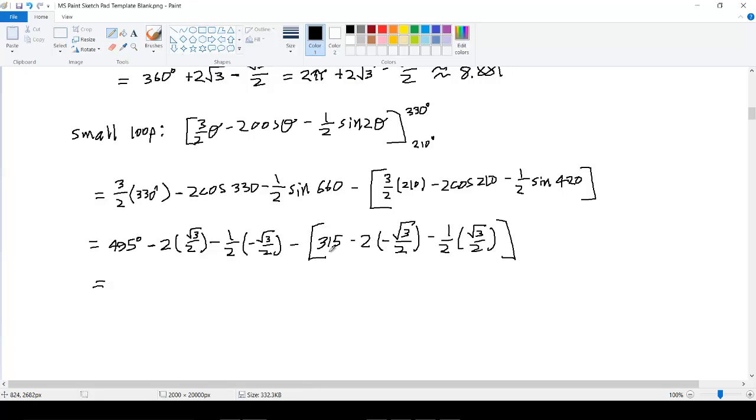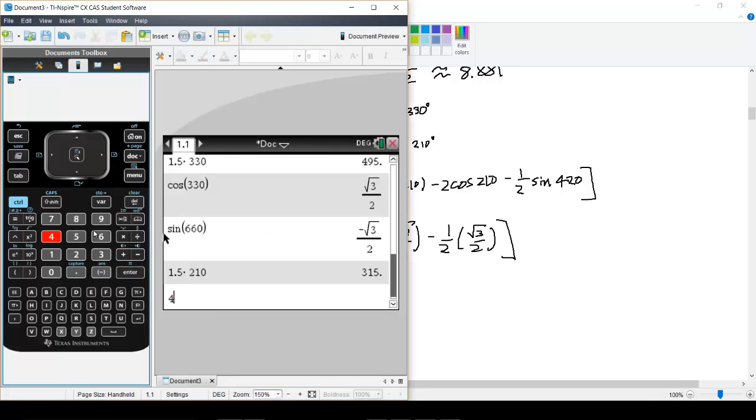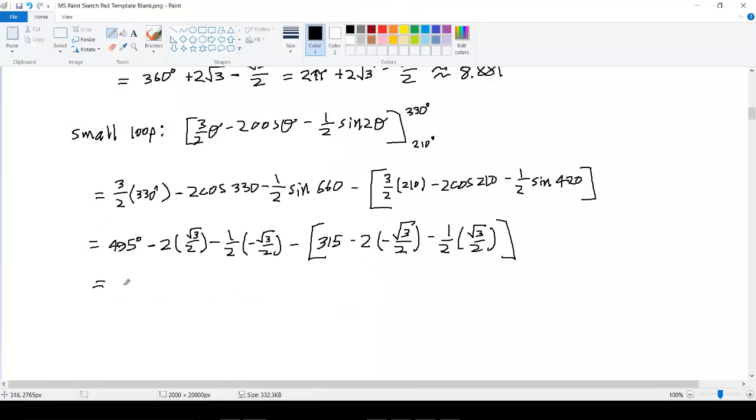Alright, so 495 minus 315. I guess I'll just work that out. 495 minus 180, so 180 degrees. That's going to work. That's going to be nice. Minus root 3. This one will be plus root 3 over 4. And we already took care of that. This will be negative, negative, negative, so a negative root 3. And this will be double negative, so it will be positive root 3 over 4. Cool.